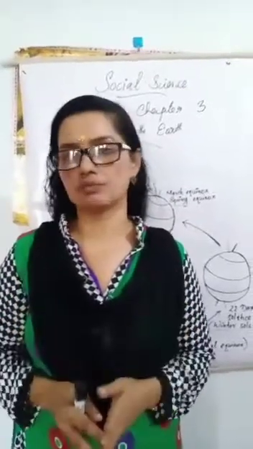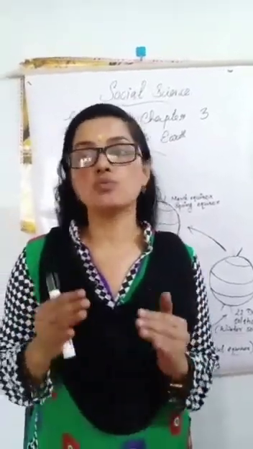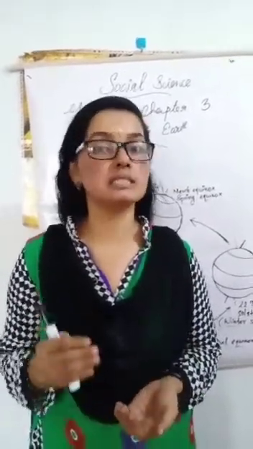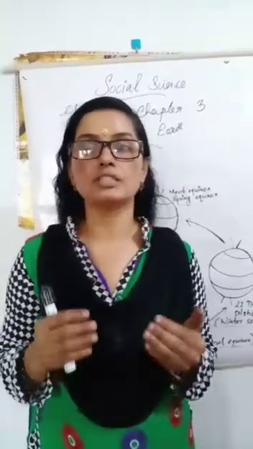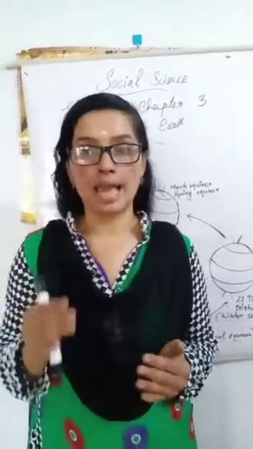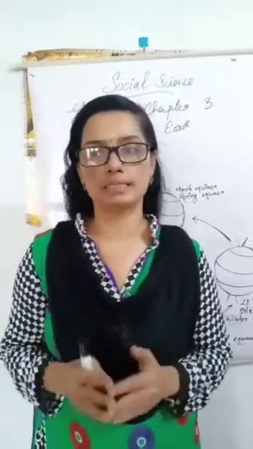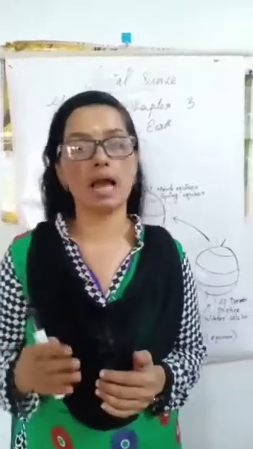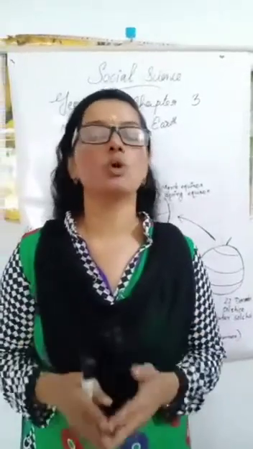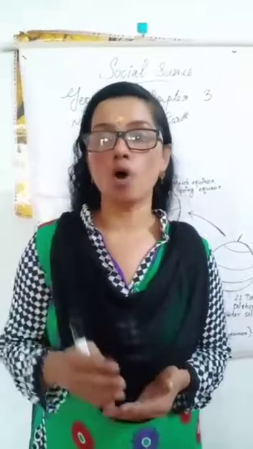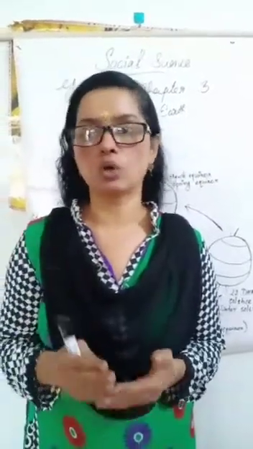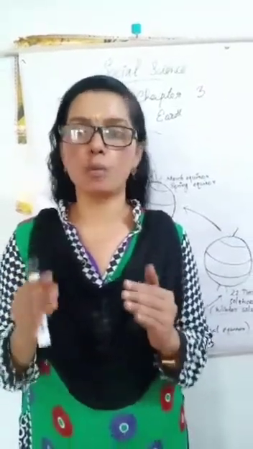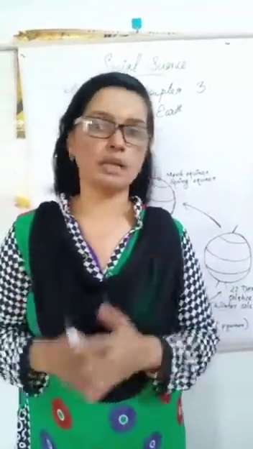And what are the effects of rotation? The axis of earth, which is an imaginary line, makes an angle of 66.5 degrees with its orbital plane. The plane formed by the orbit is known as the orbital plane.